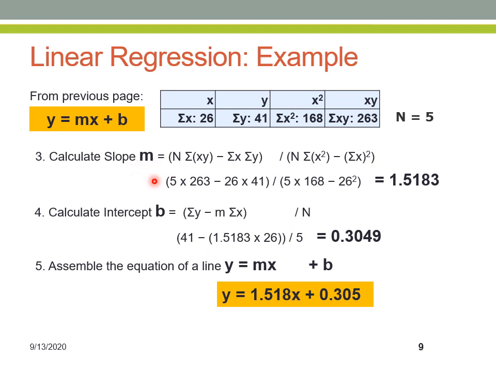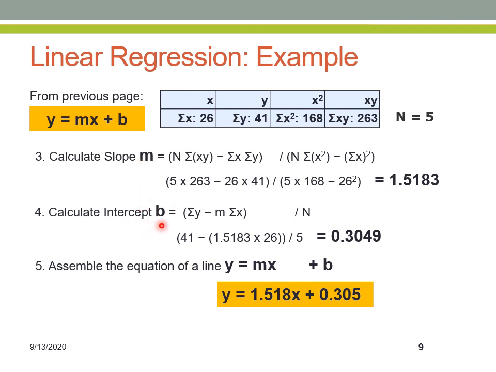So that gives us these numbers here, and we end up with an m value of 1.5183. The next thing we calculate is our intercept. In order to calculate our intercept, we need our m value here. This is why we're calculating the slope first.